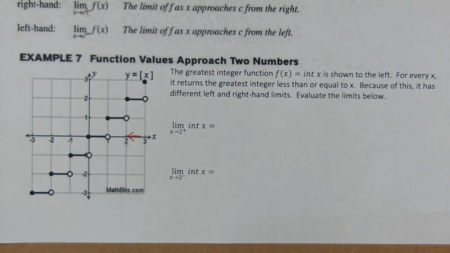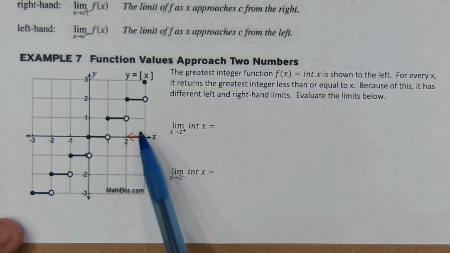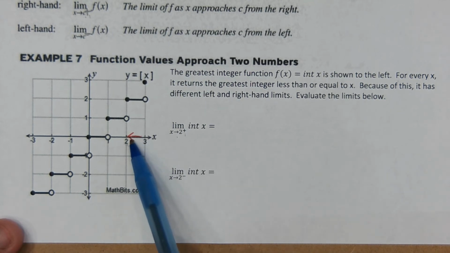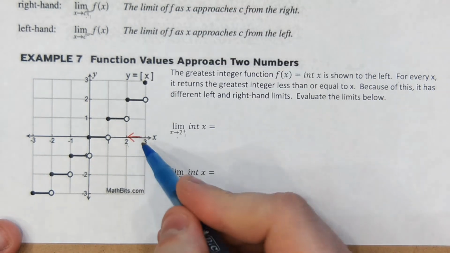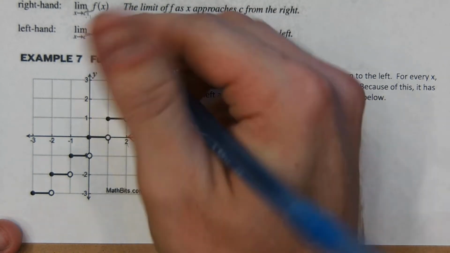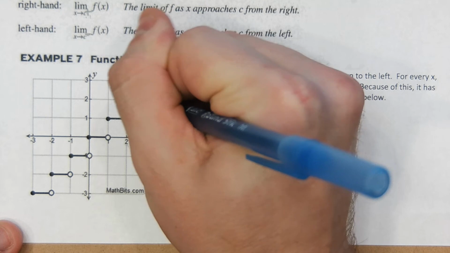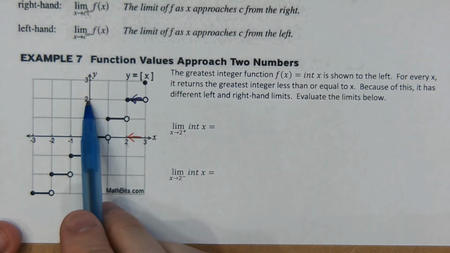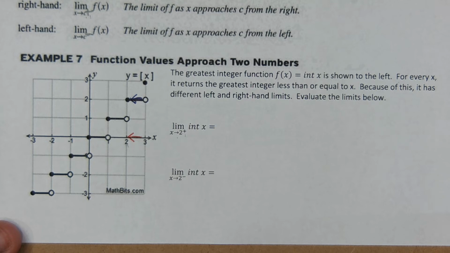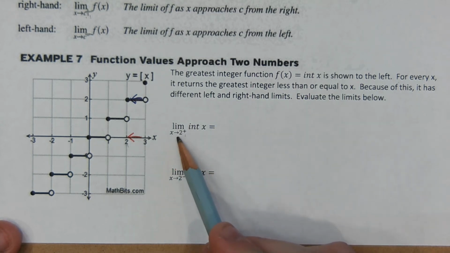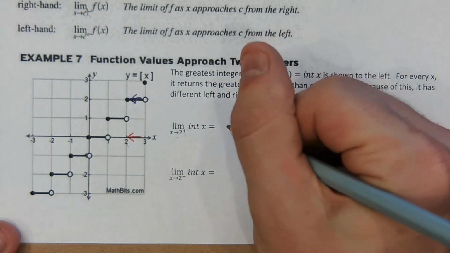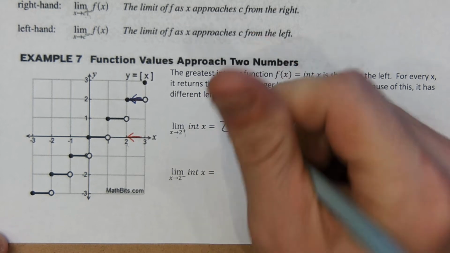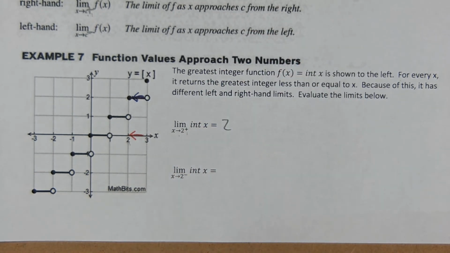getting really close to 2 from this side. Look at what your y values are doing. You look directly above where you're, quote-unquote, standing on the x-axis. You're up here. Well, as x got closer and closer to 2, y got closer and closer and closer to, you guessed it, 2. So as x approaches 2 from the right of the greatest integer function, our limit equals 2. Our right-handed limit is 2.